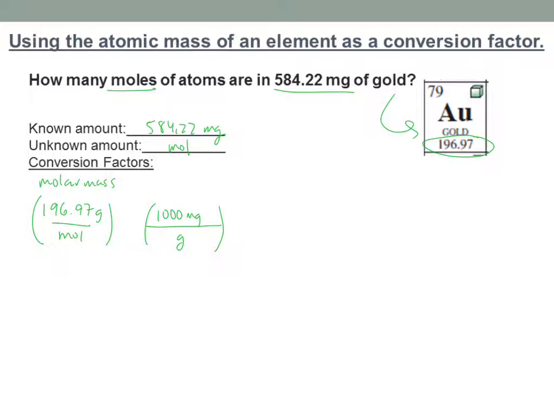So I could have said 10 to the 3 milligrams per gram, or I could have said that 1 milligram is 10 to the negative 3 grams. Any way you want to say it, those are all the same. I think I've got all my information, so I'm going to go ahead and try to start putting this together here.